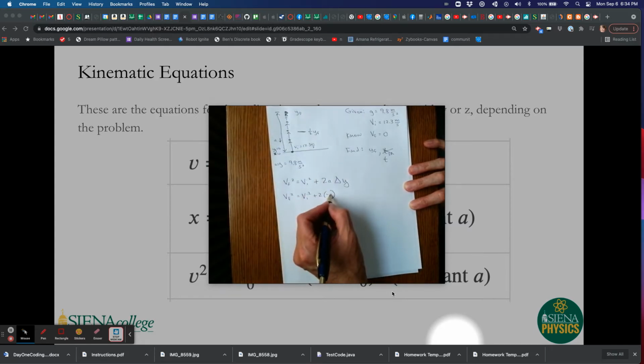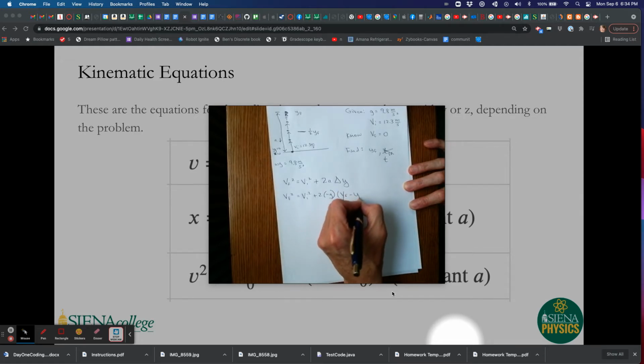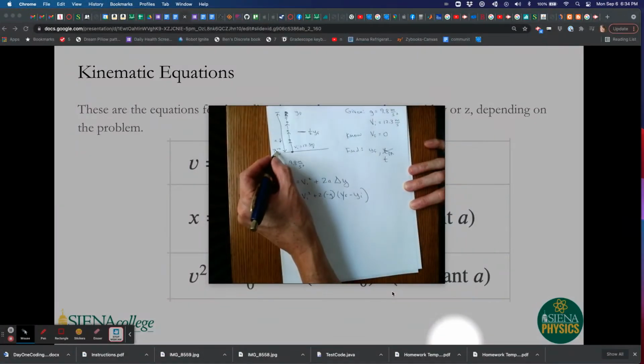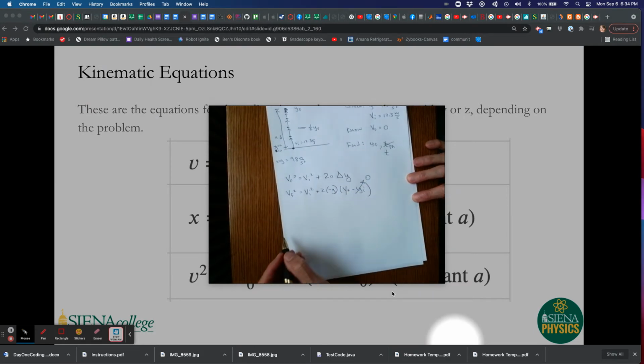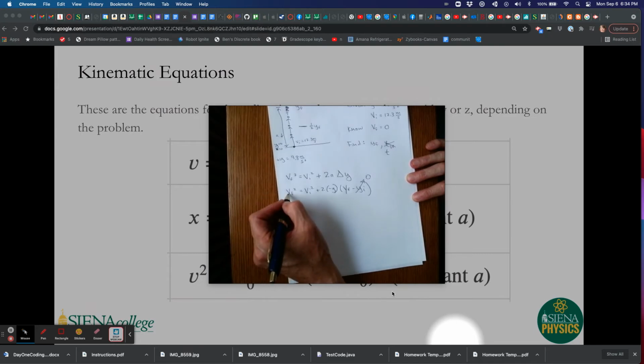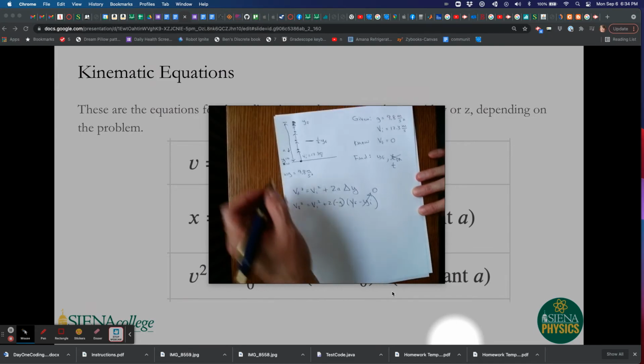So my g is going to be in the negative direction, and this is going to be y final minus y initial. And I know my y initial, I set that equal to 0 here. So I'm going to set this equal to 0. And I know that my v final here is going to equal 0. So how do I know that?